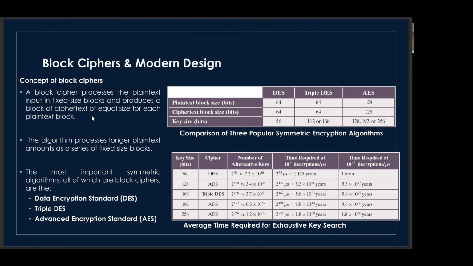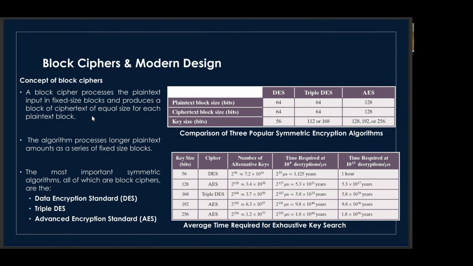DES supports up to 64-bit blocks, AES supports 128-bit blocks, but the key size can be 128, 192 or 256. And then it processes the plaintext as a series of fixed-size blocks.